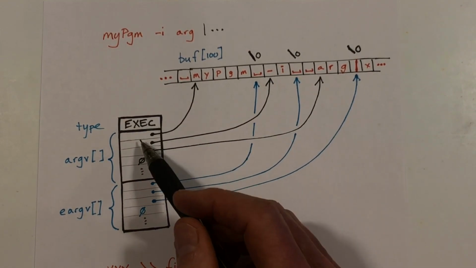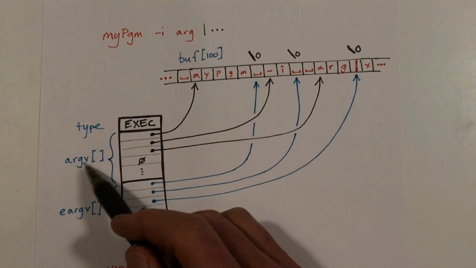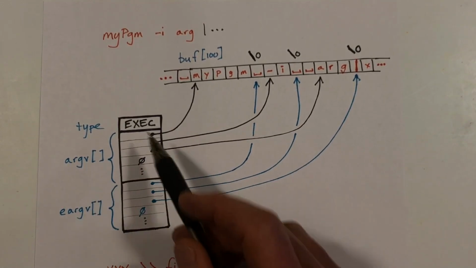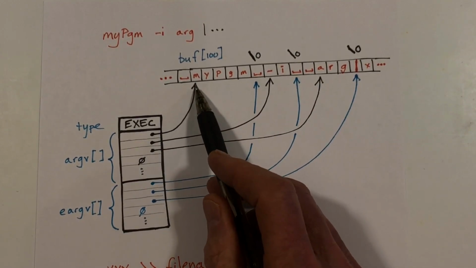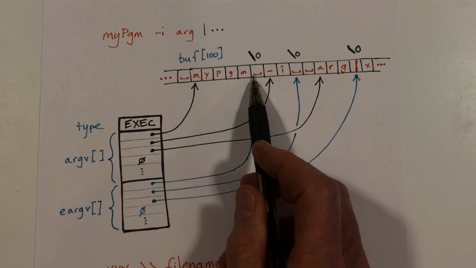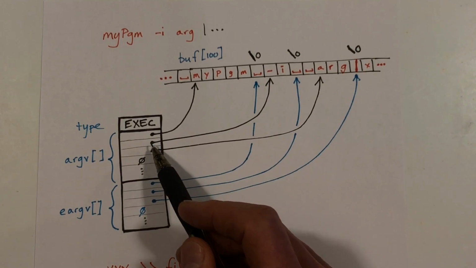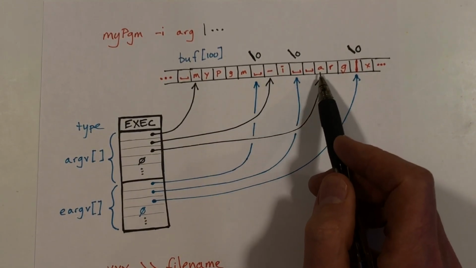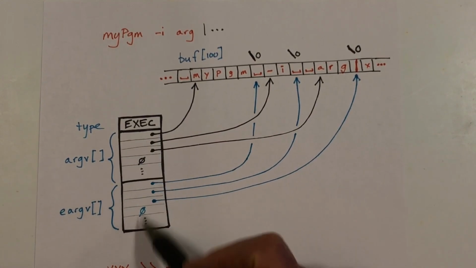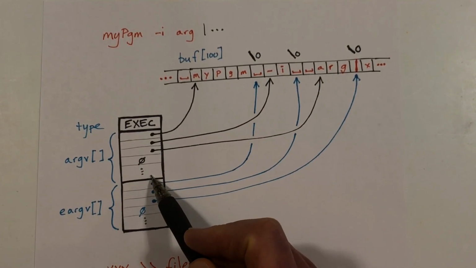So the exec node has the type code as the first field, but then it has two arrays, argv and eargv. E, I suppose, stands for end. Each one of these will contain pointers into the buffer. argv sub 0 will point to the program name itself, or the file name containing the executable, and the remaining pointers will point to the options. The last one will be terminated with a 0. These are fixed size arrays, both of size 10, so we can accommodate one program name, 8 options, and then the terminating null.